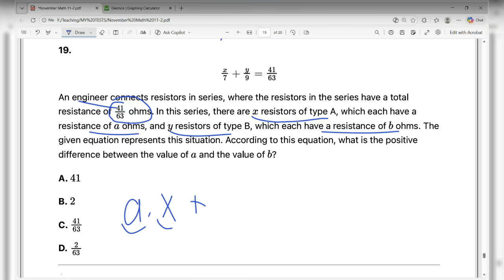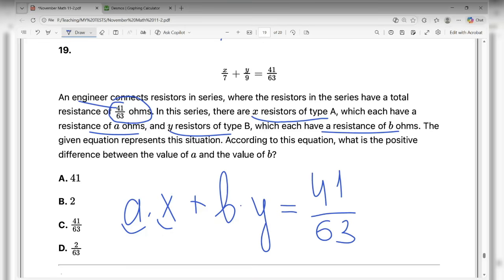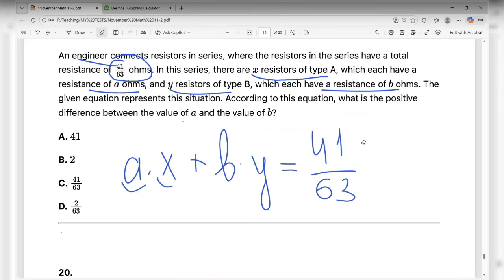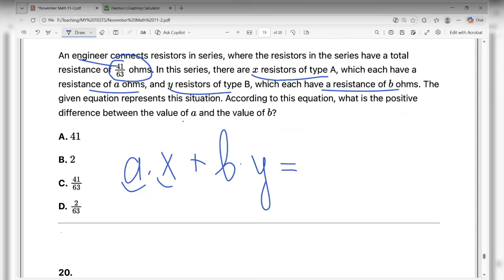So that will be b multiplied by y to find the total, and I will be equalizing it to 41 divided by 63. That's all, like ax plus by equals 41 over 63. The question is asking, where, guys, just understand what we found now. It is just total, like in ohms.